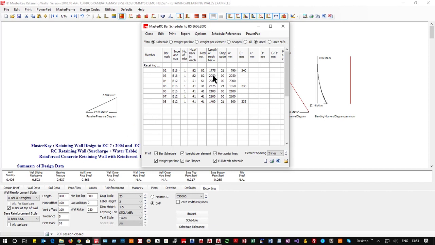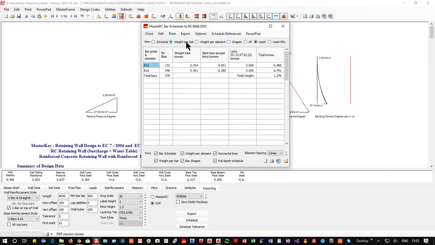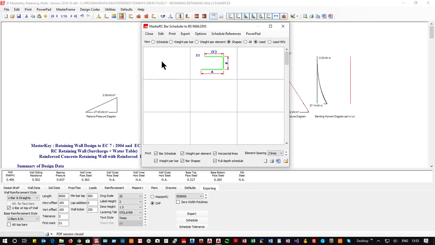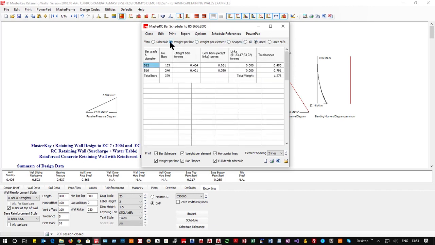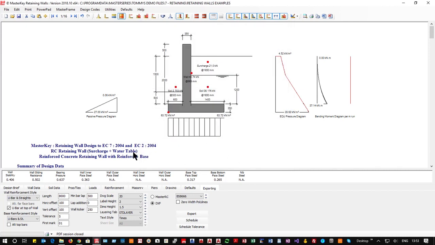So you can see my 8 meters is now 7.9 because I'm giving it 50 millimeters of cover either end on all my bars set out. And I can also see the weight per bar, 1.2 tons. The shapes used, straights and U-bars, is all we've used. 21s and straights, and no 99s. We can even say show me all the shapes. We don't need to, just the used ones, and we can print that out. So that's all straightforward in the DXF. We can also push that to MasterRC as well if you have that.